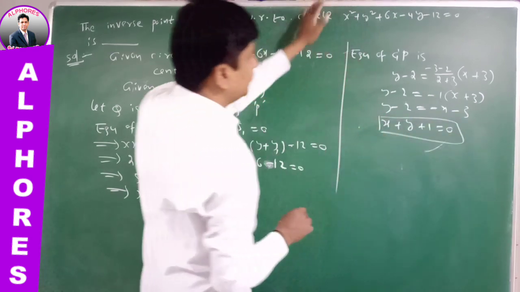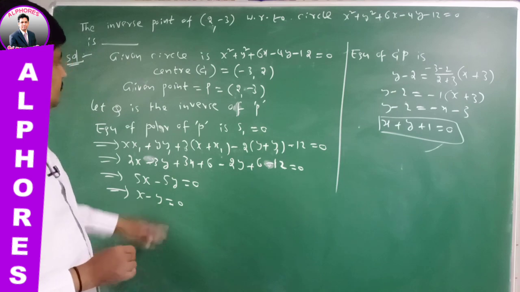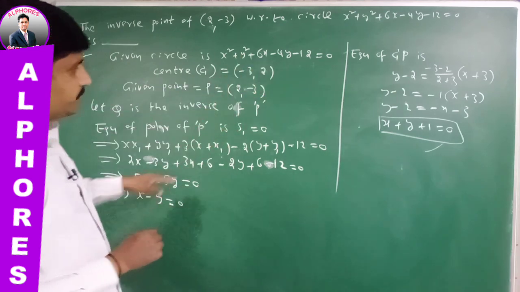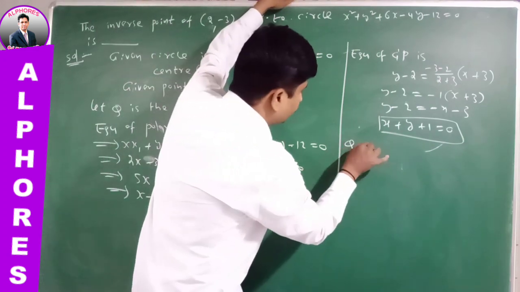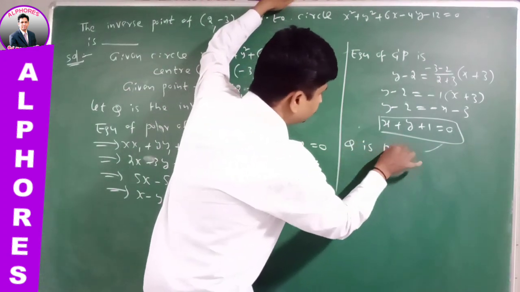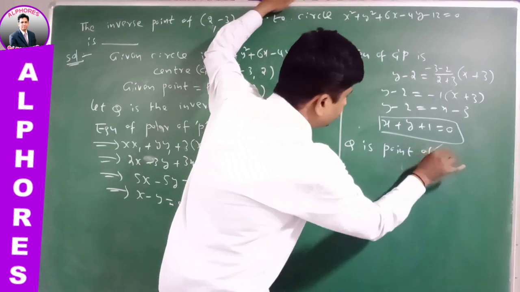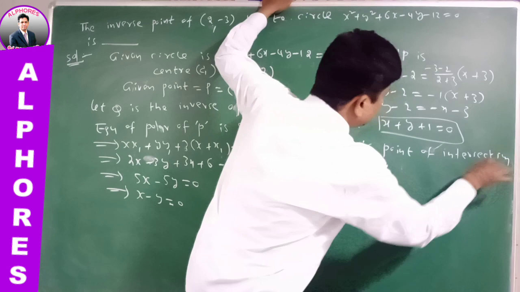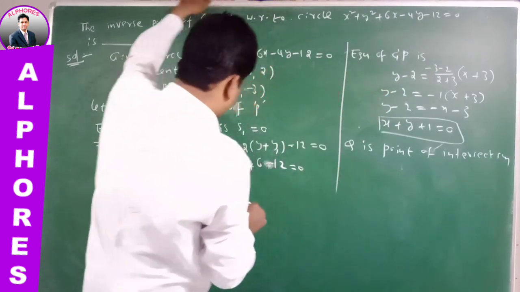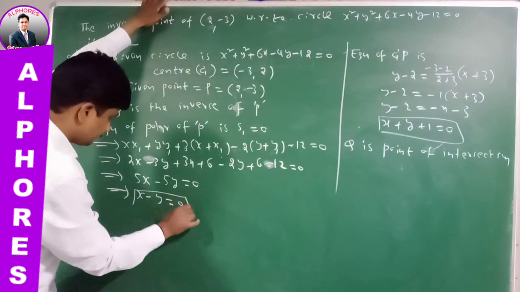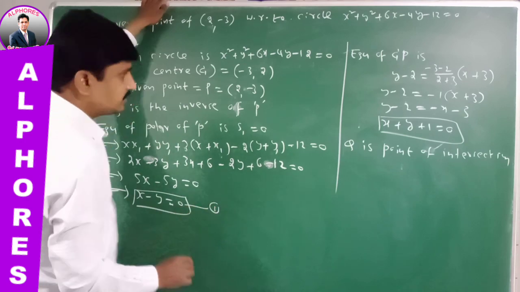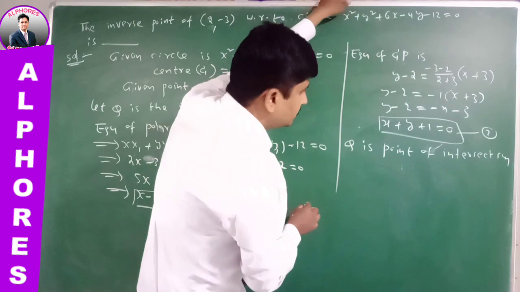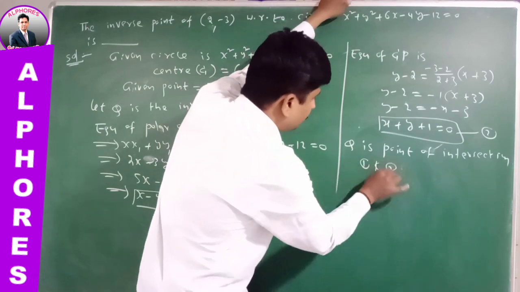Now the point Q is the point of intersection of the line CP and the polar of P. Q is the point of intersection of, suppose this line is equation number 1, this is equation number 2. Q is the point of intersection of 1 and 2.